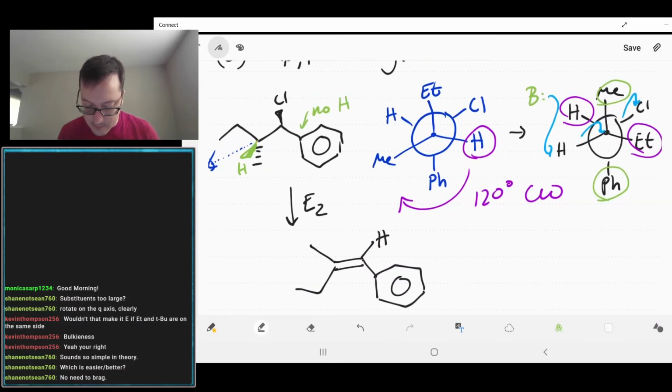Anyways, so there we go. So you'll need some sort of base and heat. If you don't use a bulky base, however, chances... Oh, I don't want to tell you about that. Never mind. We're good. So this will be our product. Any questions on that one?